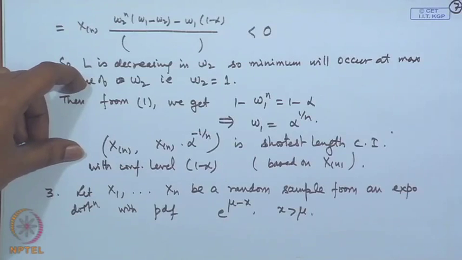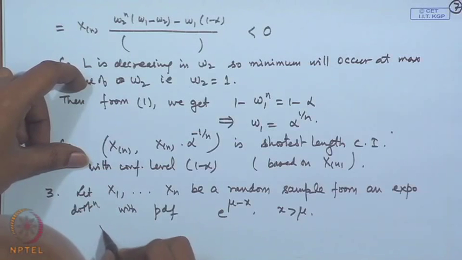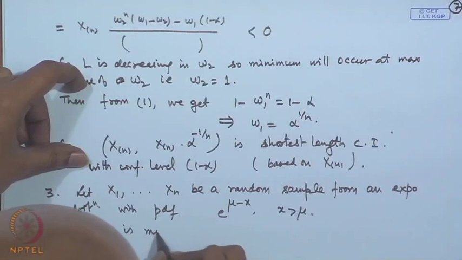Let X1, X2, ..., Xn be a random sample from an exponential distribution with PDF e to the power (mu minus x) for x greater than mu. Now, this is the example we have considered here. If I consider X1, this is minimal sufficient here.